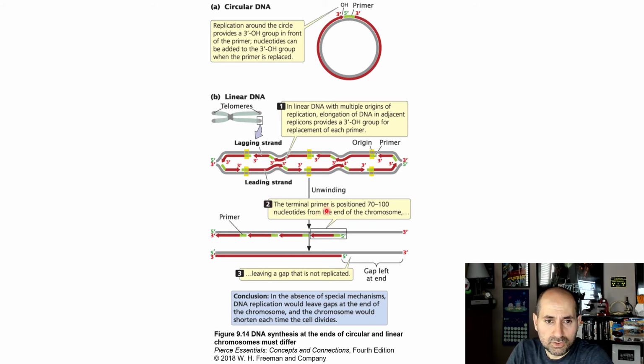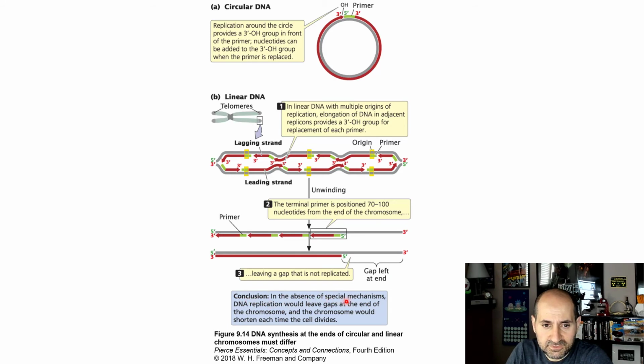Number two, the terminal primer. This is the one you're dealing with. The terminal primer. The primer at the very end of the chromosome, at the telomere, okay? The terminal primer is positioned 70 to 100 nucleotides from the end of the chromosome. Then it leaves a gap that is not replicated. So you see, there's the terminal primer. You have a gap that is not replicated, and that's a problem, right?